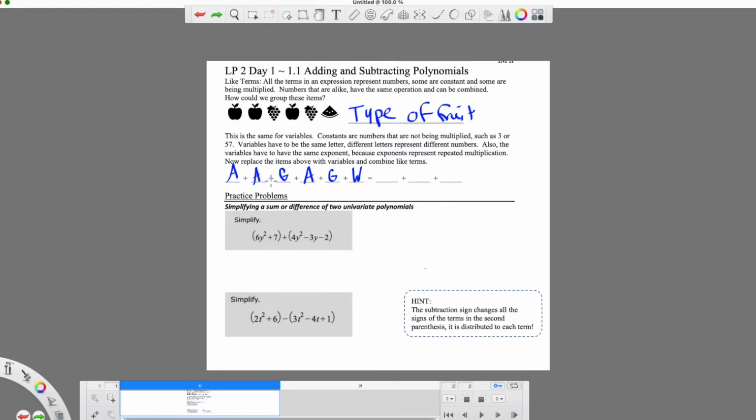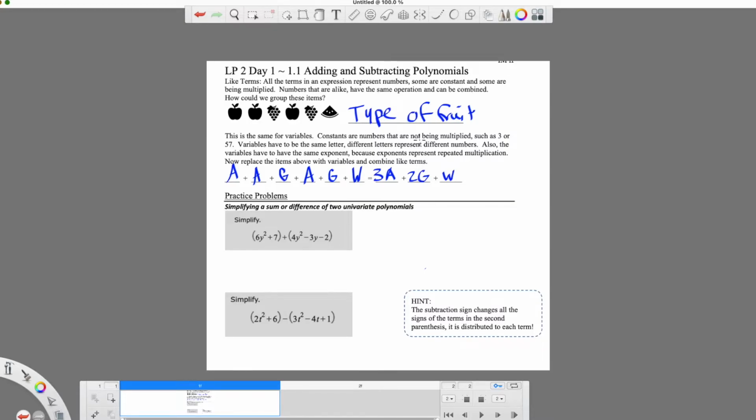Well, how many A's or apples do I have? I have 3 apples. So 3 times A, or 3 apples. How many grapes? 2. And I just put that in front. So this is called the coefficient. It's telling me how many of that variable I have. And for W, I just have 1 of those. So this is kind of the idea, a simplified idea of adding like terms.